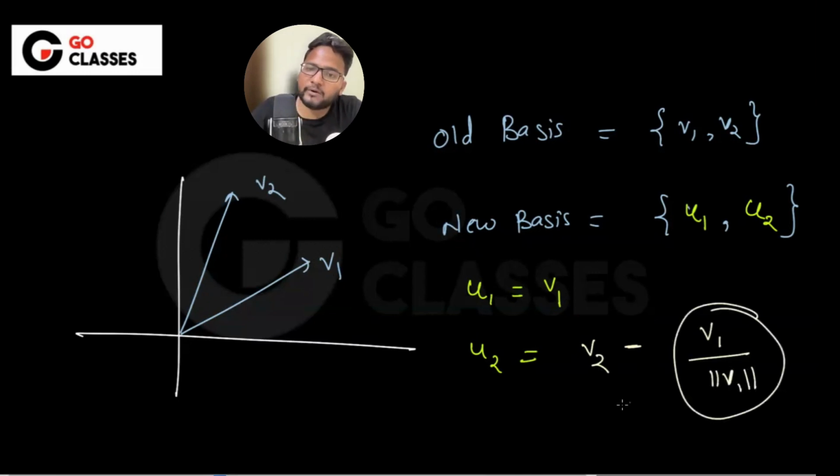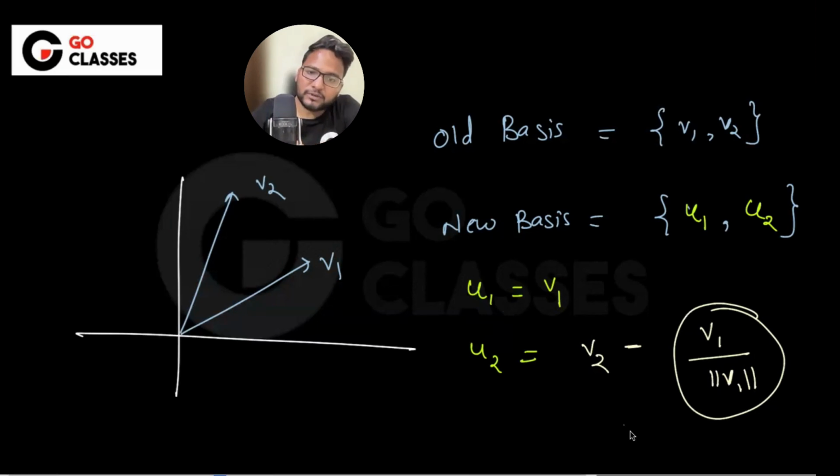What is it called? Can anyone tell me what it is called? Can anyone tell me the meaning of this? Unit vector, right? Unit vector along v1. Great. Yes, unit vector along v1. So we want to subtract in the direction of v1, right?